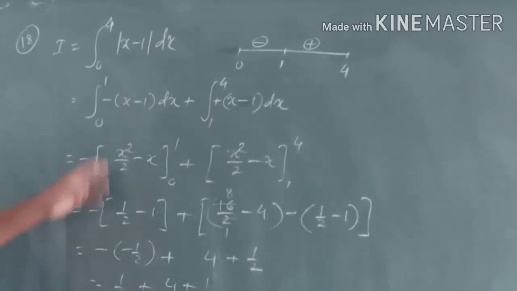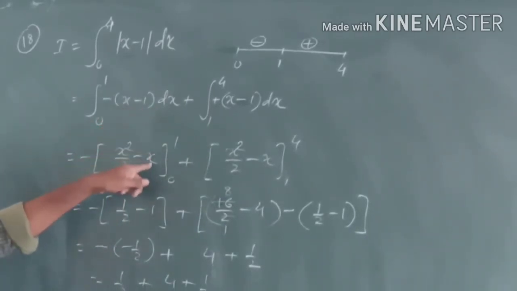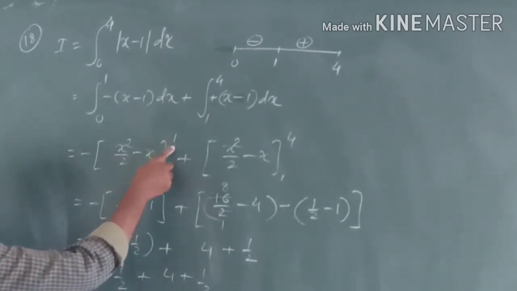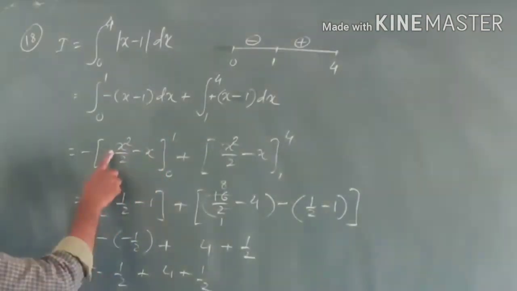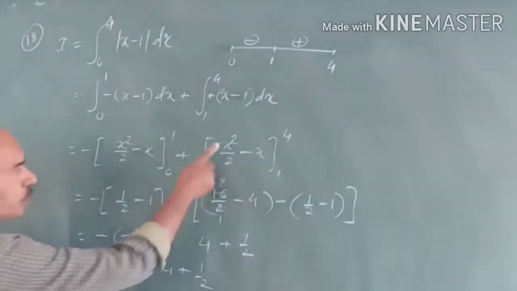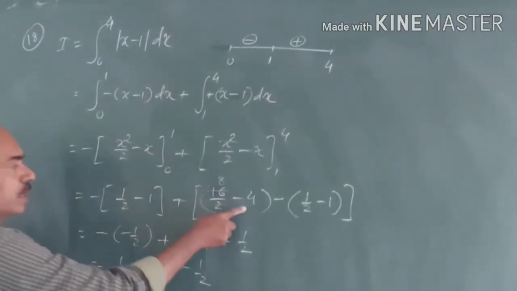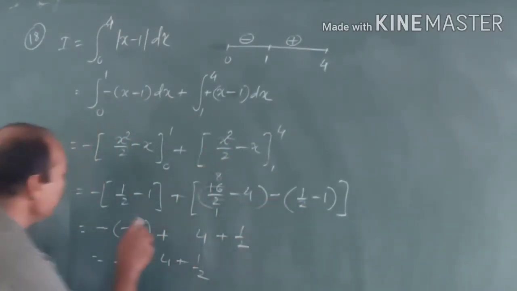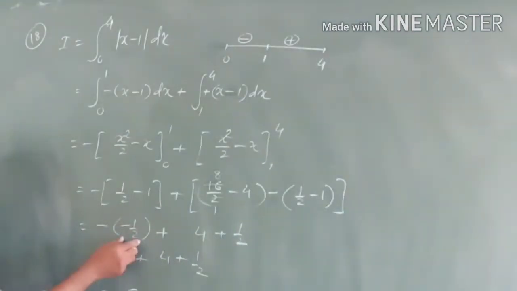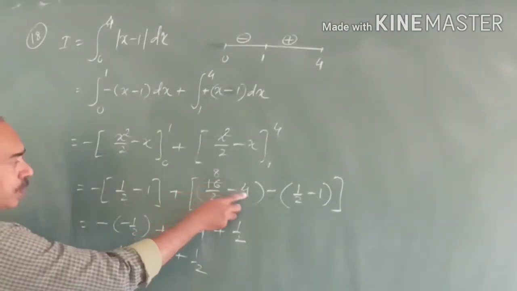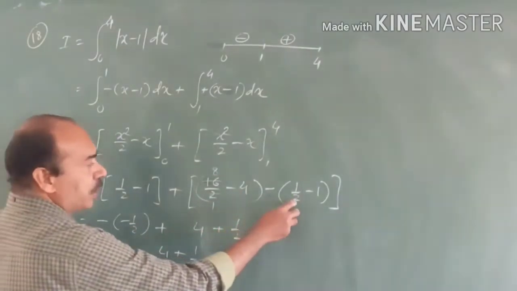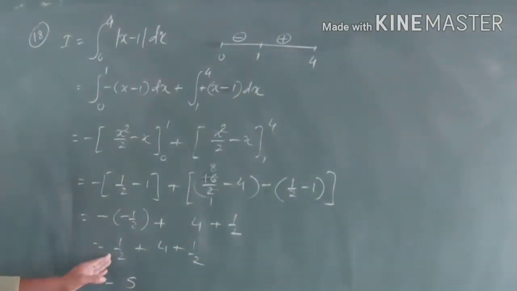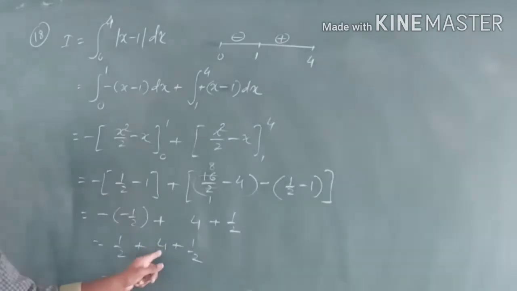Now take the integral. Integral of x is x square by 2, and of 1 is x, same as here. Now raise upper limit minus lower limit. So the upper limit is 1 and the lower limit is 0, so it will be 0. So only write 1 by 2 minus 1. Here 4 square is 16 by 2 minus 4, minus the lower limit, write 1 by 2 minus 1. 1 by 2 minus 1 means minus 1 by 2. Here 8 minus 4 means only 4. Same as 1 by 2 minus 1, which means minus 1 by 2, but there is a minus sign, so minus minus becomes plus. Once again here also minus minus plus. 1 by 2 plus 1 by 2 means only 1. 1 plus 4, that is 5.